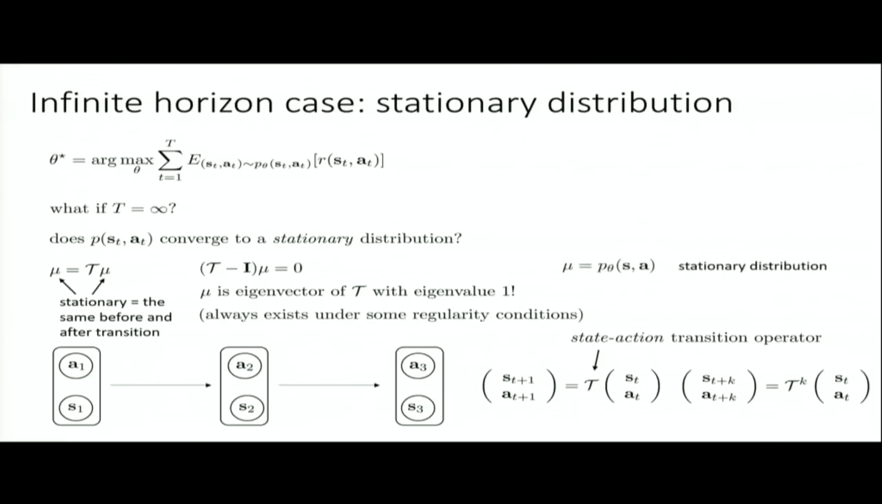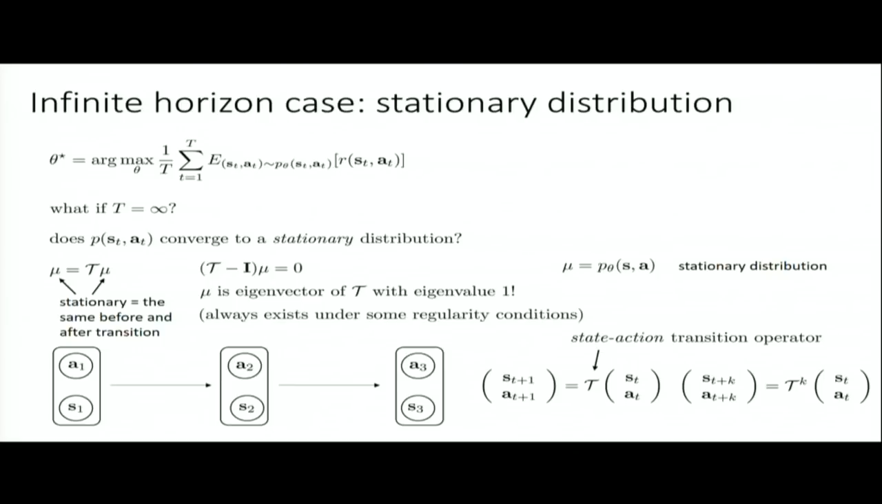So mu is the stationary distribution. I can write it as p theta s comma a, where I've removed the subscript t to indicate that this is the stationary distribution. And this we can now use to reason about what happens in the infinite horizon case. So as t goes to infinity, one thing we want to do is put a 1 over t in front of this thing, because if we have infinitely many time steps and the rewards are maybe positive, that sum might actually be infinite.